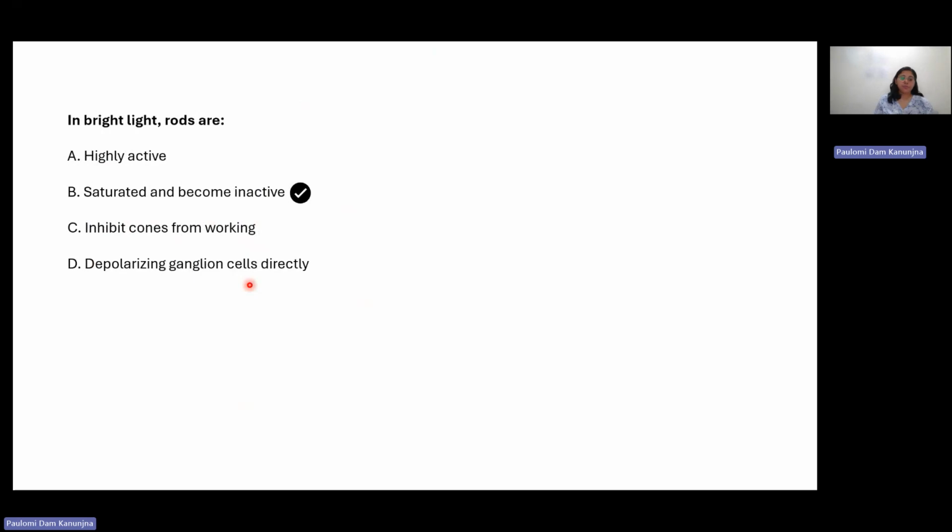saturated and become inactive, right? So as we know, rods are important for your dark vision or your dim light vision, for your black and white vision, right? So if you have extremely bright light, the opsin protein in rods, called rhodopsin, is fully bleached. Bleached means they become non-functional. So basically they become inactive, and because there is no functioning of rods, the cones take over, right?